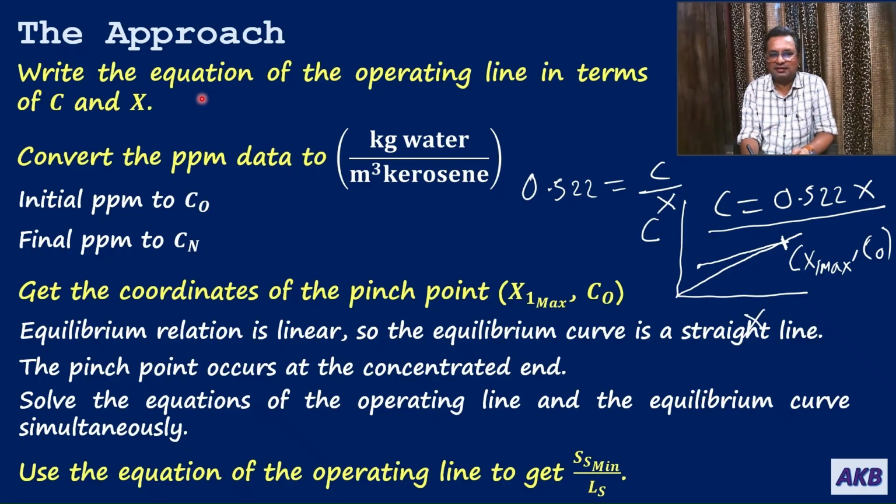First, we will write the equation for the operating line in terms of C and X. We will convert ppm data to C0 and Cn. Then we will get the coordinates of the pinch point, and then we will use these coordinates in the equation of the operating line to get the minimum adsorbent to solvent ratio. So I hope you have understood the steps that I will be following for solving this numerical. Let us move ahead.